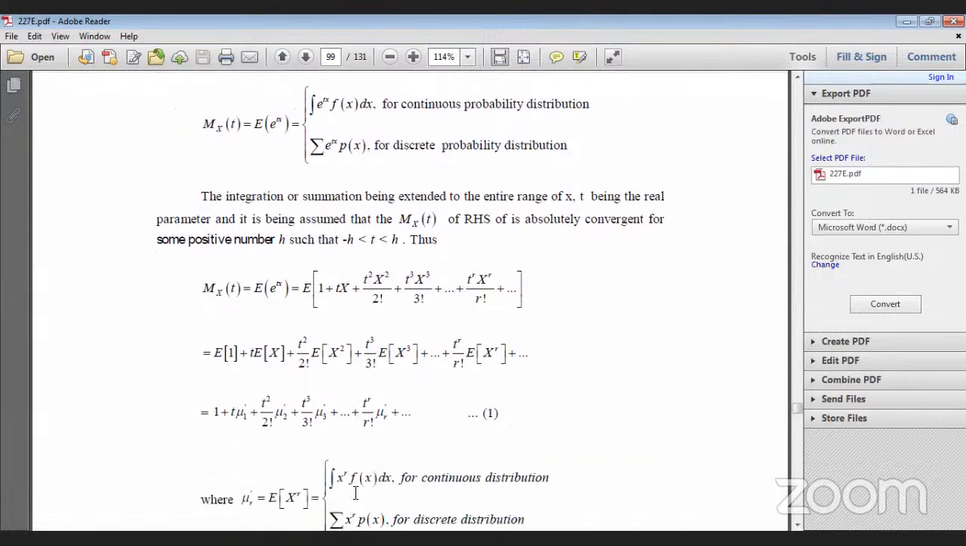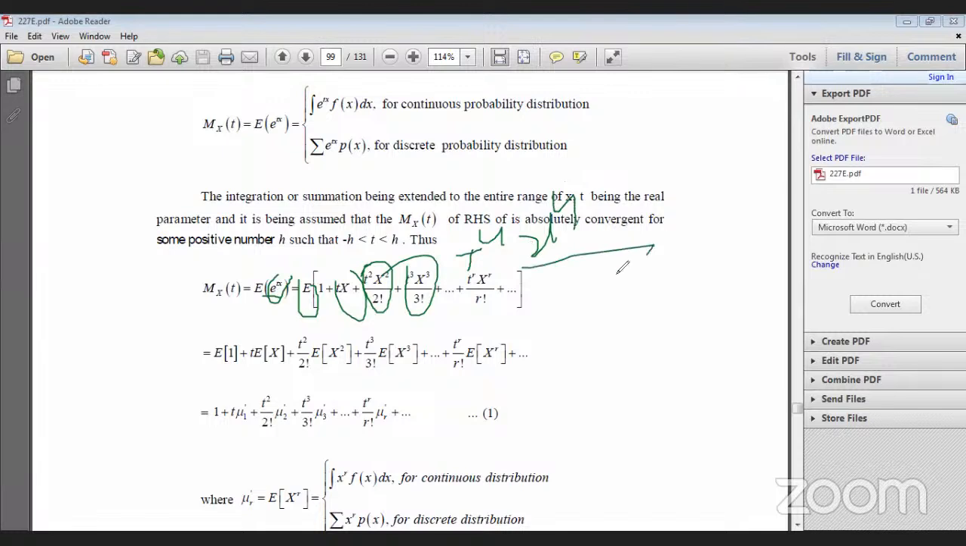So M_X(t) is equal to, see here, very important, see all of you in the class. M_X(t) = E(e^(tx)), and expanding e^(tx) gives 1 + tx + t^2 x^2 by 2 factorial + t^3 x^3 by 3 factorial + t^4 x^4 by 4 factorial, plus and so on, t^r x^r by r factorial.